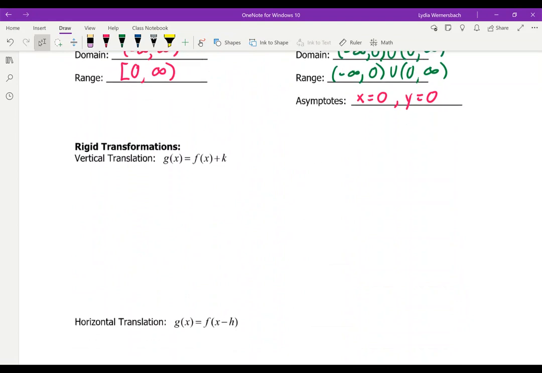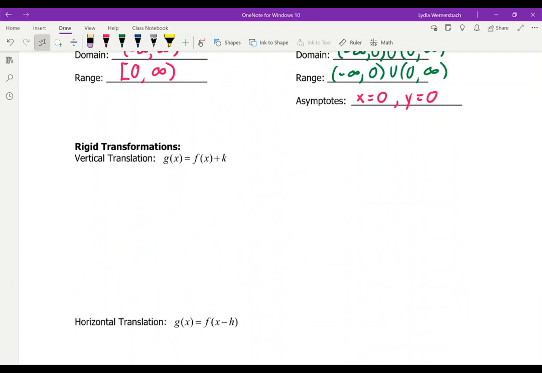All right, now we're going to get into some transformations. So we're going to talk about first rigid transformations, which are transformations that kind of maintain the shape of the graph, meaning we're not making it skinnier, making it wider, nothing like that. We're just moving it around. We're not changing its shape, I guess.